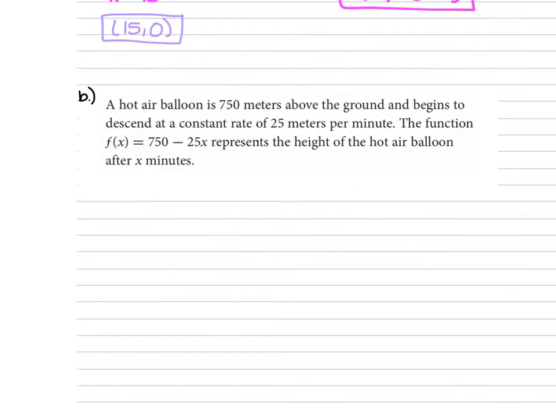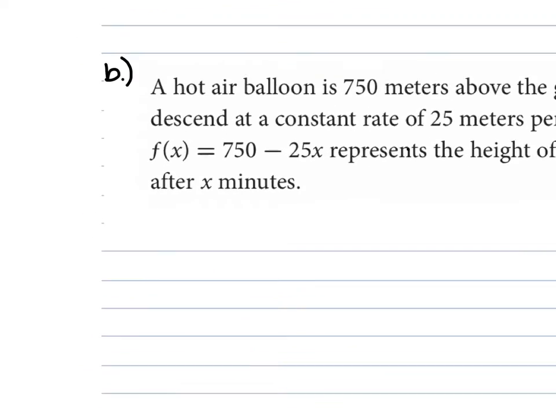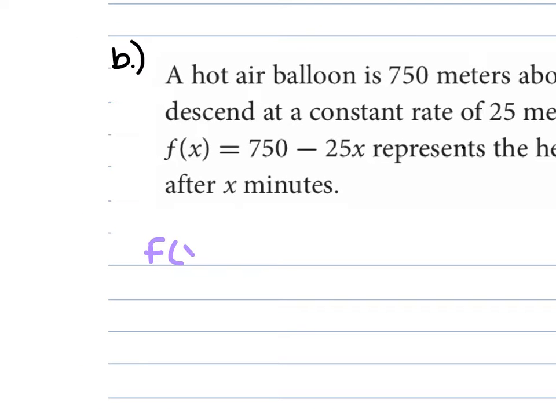If we look at our next example, it tells us that a hot air balloon is 750 meters above the ground and begins to descend at a constant rate of 25 meters per minute. The function f of x is equal to 750 minus 25x represents the height of a hot air balloon after x minutes. So we are going to start off with the function f of x is equal to 750 minus 25x. We're going to first start by finding the x-intercept.